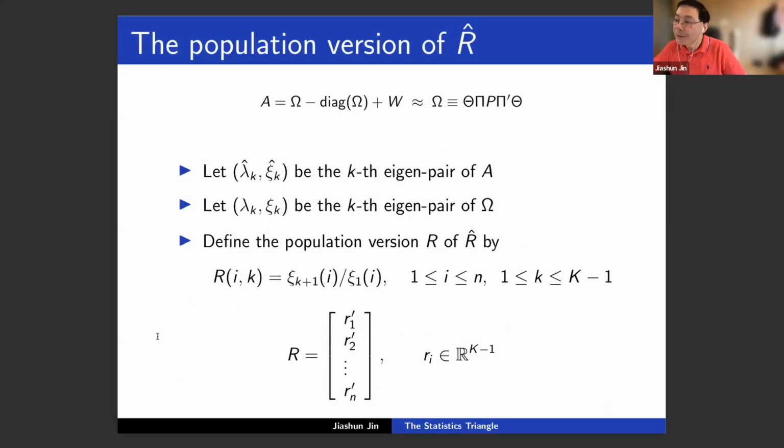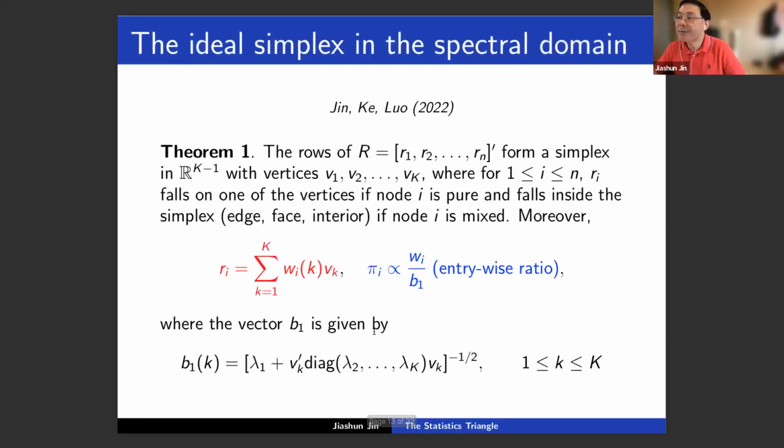Similarly, you can divide the k-th eigenvector of omega by the first eigenvector of omega, and that is R. So R would be non-stochastic. It's similar to R hat. Now the main theorem is the following.